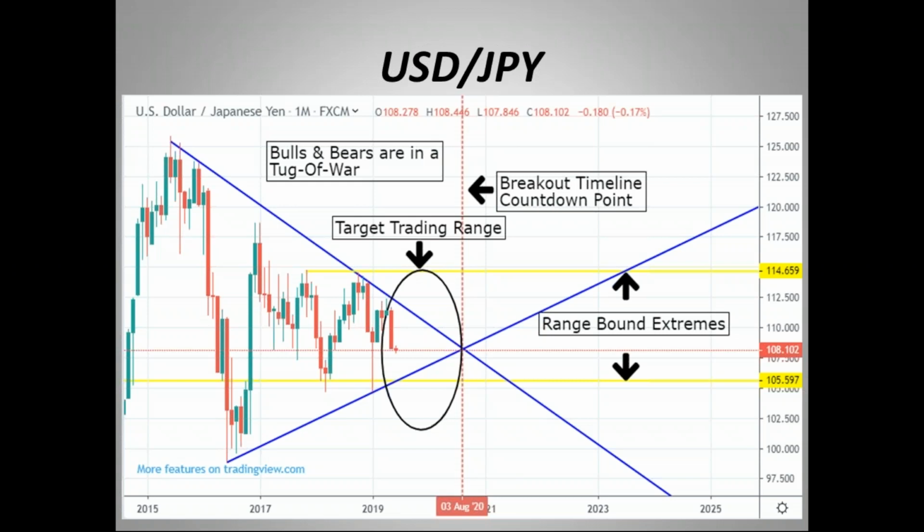But look at the two yellow lines for your pivots. That's most likely the range bound extremes. The elliptical area is where we're looking now. This is a monthly chart, so this is looking out for the next year. So the range is not that extreme, especially when you look at the chart. It's just narrowing and narrowing and narrowing.